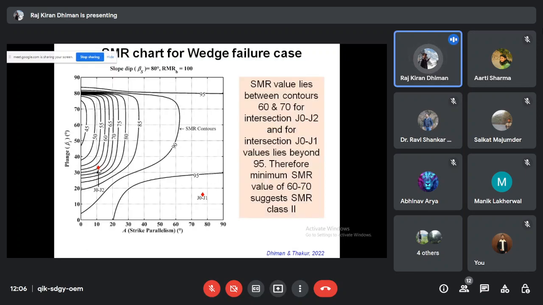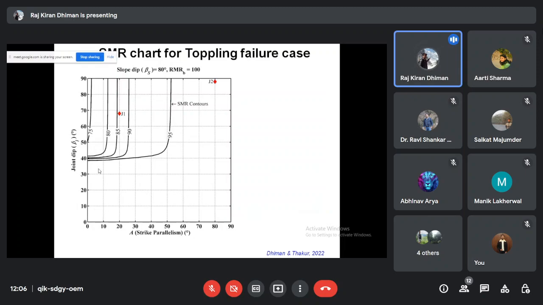Similarly, I have done this for toppling failure. There were two intersections. One is lying between 85 to 90 SMR. Another is lying beyond the 95 value. So clearly the toppling possibility is very less in this slope.